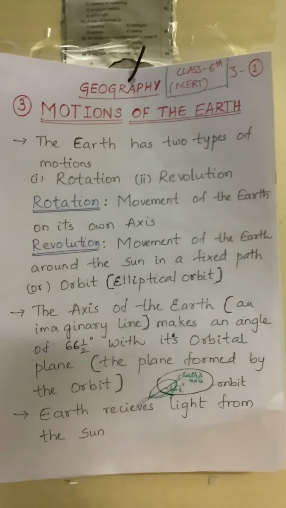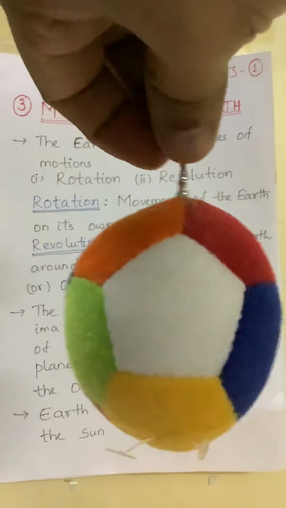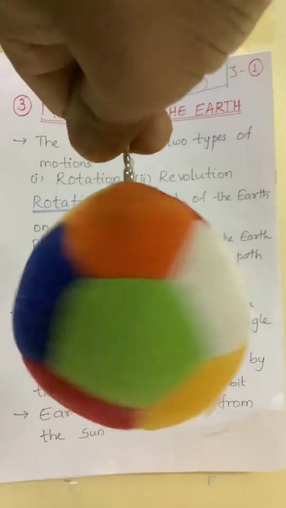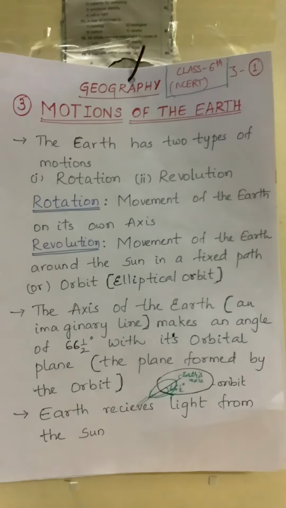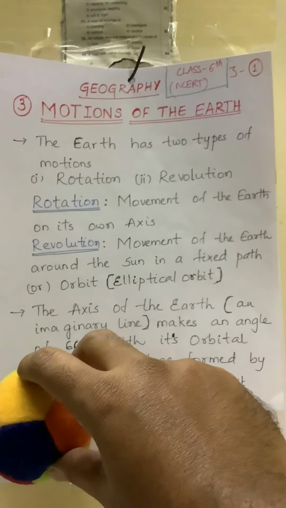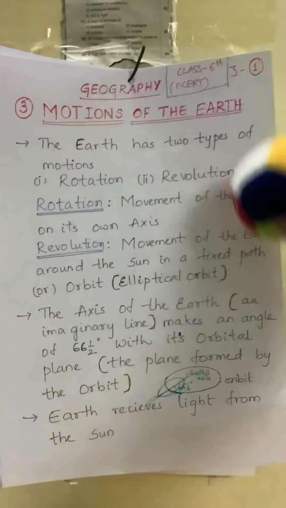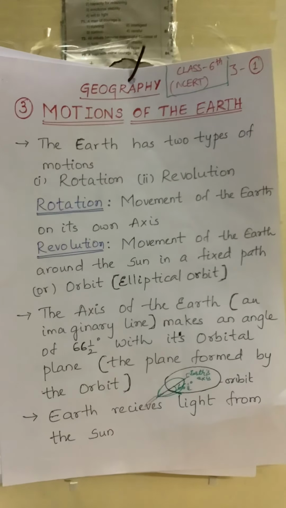If this is the shape of the earth and this is the earth, we assume the movement of the earth around its own axis is known as rotation. Whereas revolution means the movement of the earth around the sun in a fixed elliptical orbit. That means the movement of the earth is around the sun, in a fixed elliptical orbit. So this is revolution.